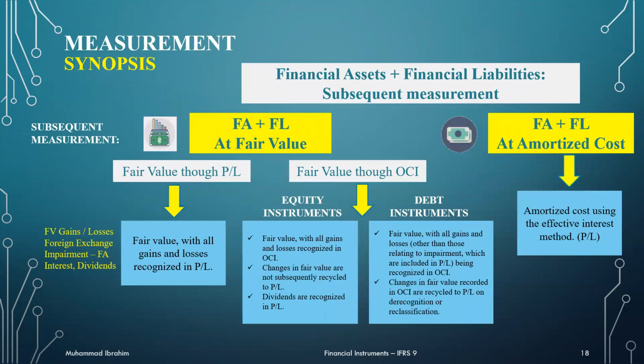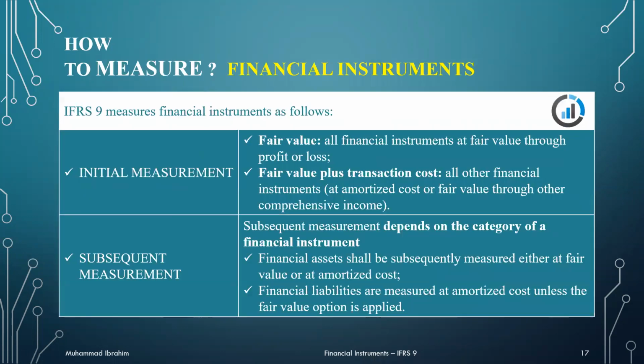Okay, the measurement of the financial instrument will not take much time, because I think most of us have a clear view about the classification of financial assets and financial liabilities. Financial liability classification, I think we did not cover in the previous slide, but let me tell you, all financial liabilities other than derivatives should be classified at amortized cost. Now come to the measurement aspect.